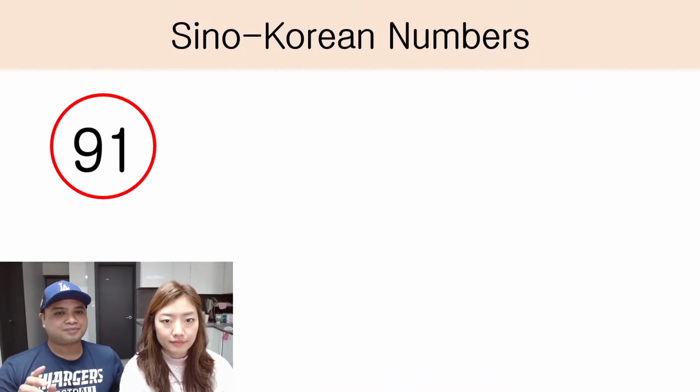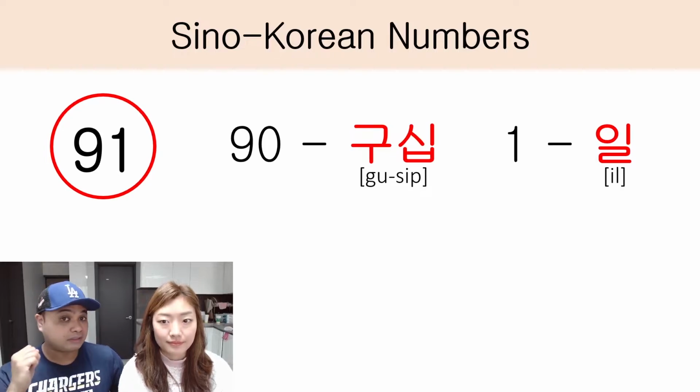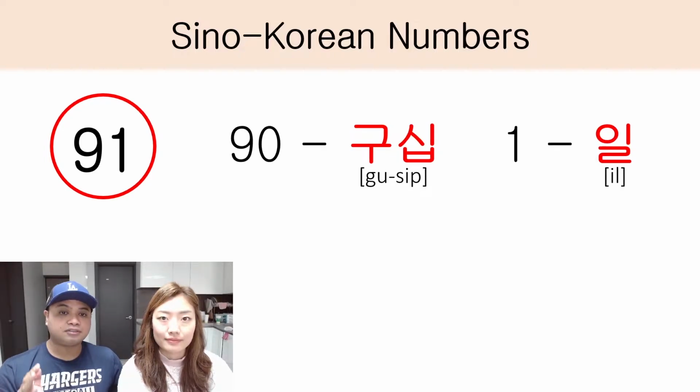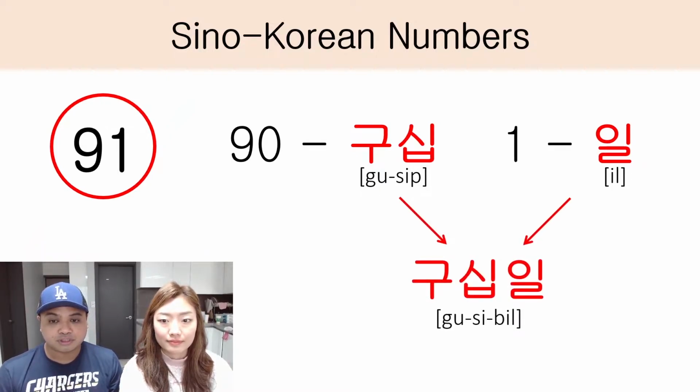So, how do we say something like 91? Now, again, we just got to break it down. We need to say 90 and then we need to say 1. To say 90, you need to say 90. And then 1 is il, so you put them together and then you get 91.